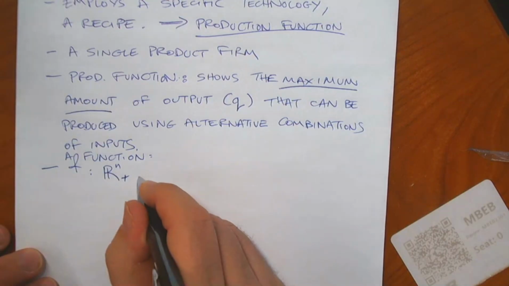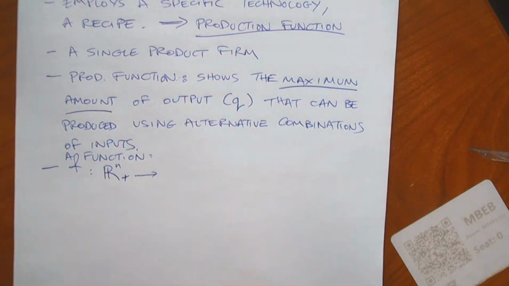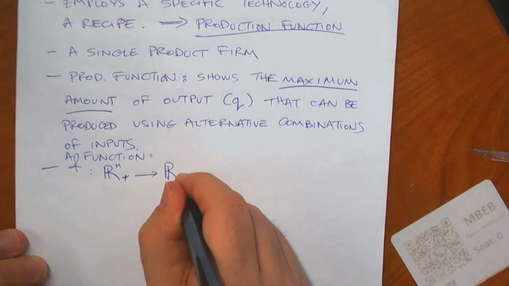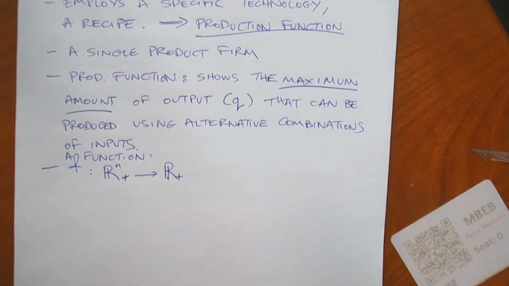And that function, what does it do? Like any other function, it's a mapping. You're mapping from the space of all of these inputs that you're utilizing in the process into the space of R, the positive real numbers, right? Because that's your output. You have a single output. It takes positive values or zero, depending on where you are. If you don't employ any inputs, obviously you're going to have zero output, right? So that's what this function does effectively.